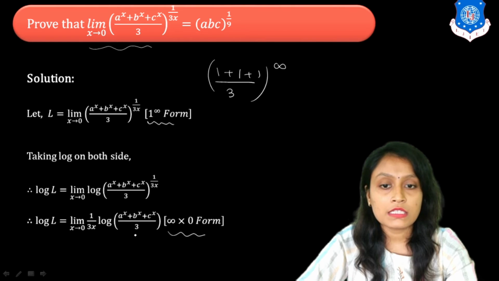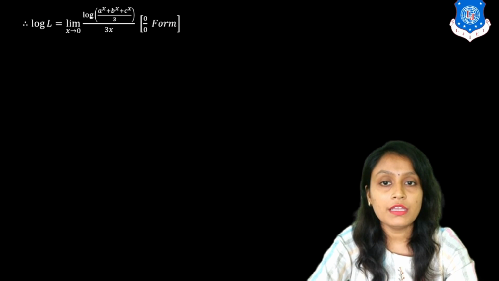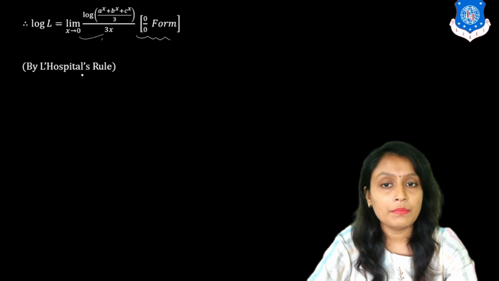Now to solve this, we will just rearrange the terms. So you will get limit x tends to 0 of log of ((a raised to x plus b raised to x plus c raised to x) upon 3) whole divided by 3x. Now if you substitute x equals 0 here, you will get the form 0 by 0. Now when we have the 0 by 0 form, we will apply L'Hopital's rule.